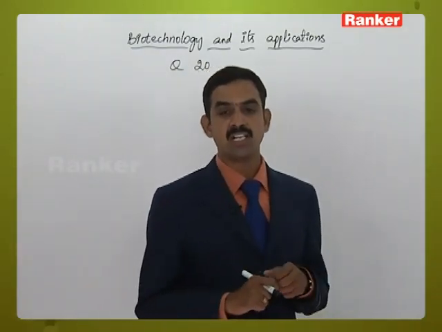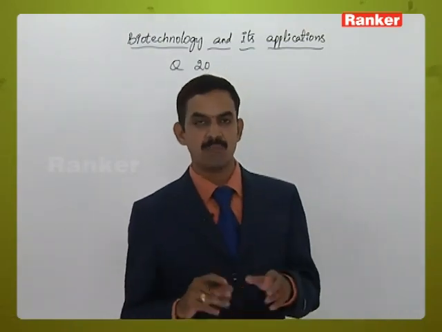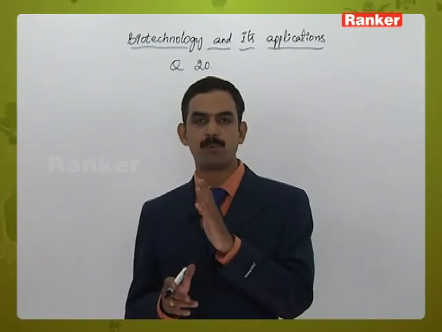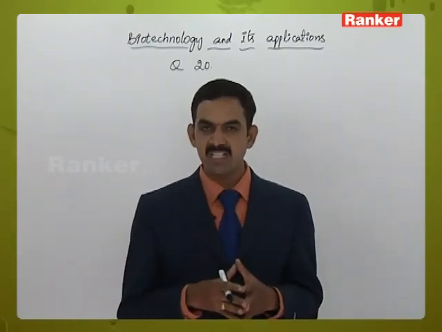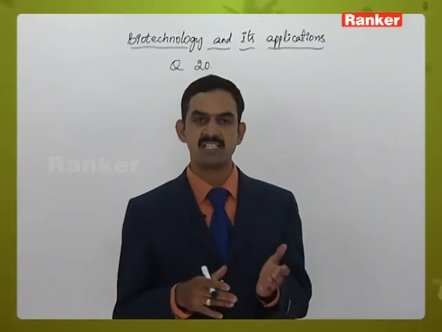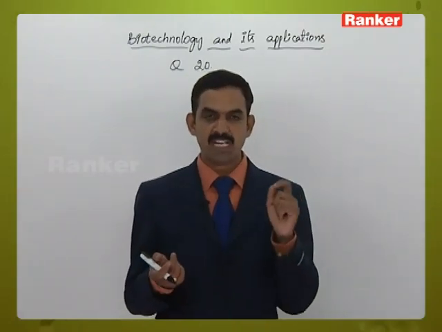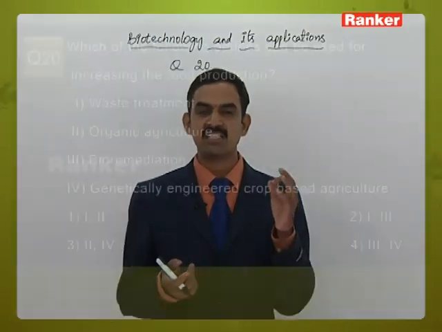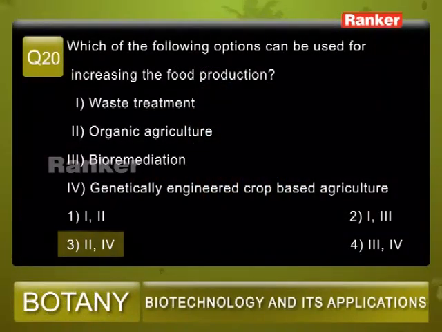And fourth one is genetically engineered crop based agriculture. We know that GMCs, that is genetically modified crops, are produced, which will give more yield and also have resistance to diseases. So from the given options, 2 and 4 are related to the increase in food production. So question number 20, the correct answer is 3.